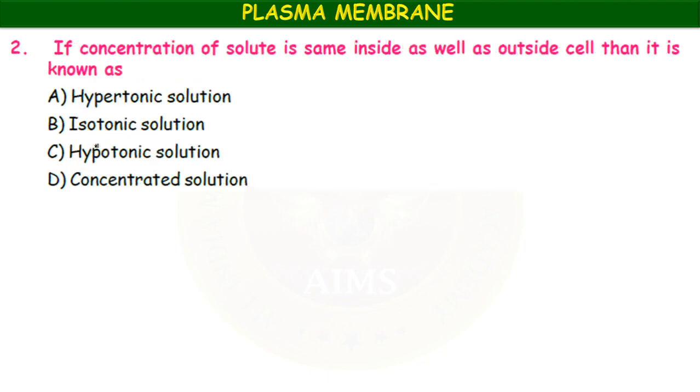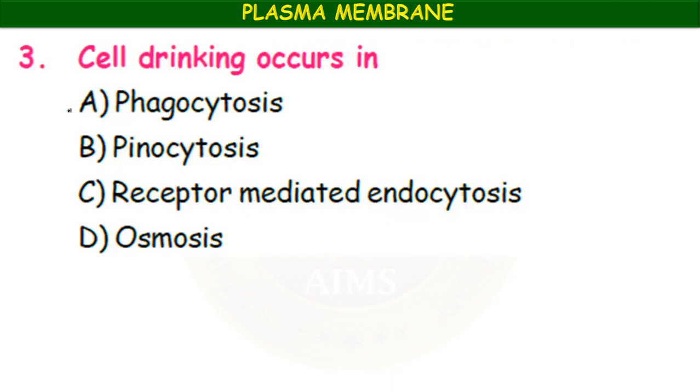If the concentration of solute is the same inside as well as outside the cell, then it is known as, okay, what is the concentration? Hypertonic, isotonic, hypotonic, concentrated solution. If the concentration of both sides is the same, then it is called an isotonic solution. Cell drinking occurs in phagocytosis, pinocytosis, receptor mediated endocytosis, or osmosis. Cell drinking occurs in pinocytosis.